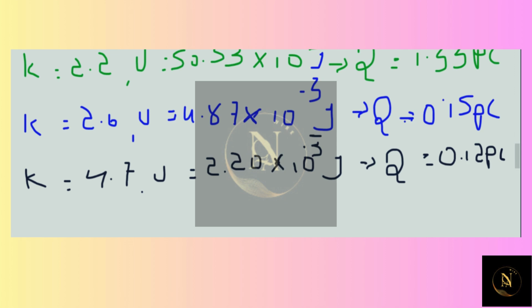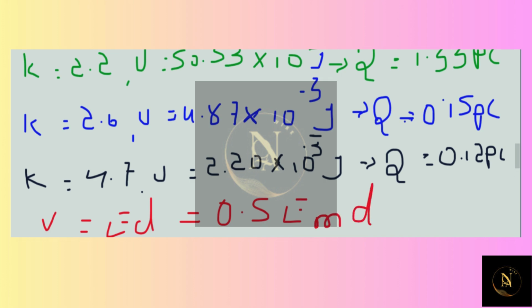Now, in part 3, the potential difference across the capacitor depends on the electric field between the two plates and it is given by V is equal to ED, which is equal to 0.5 EM into D, because E is equal to 0.5 times EM. Let's say this equation number 4.